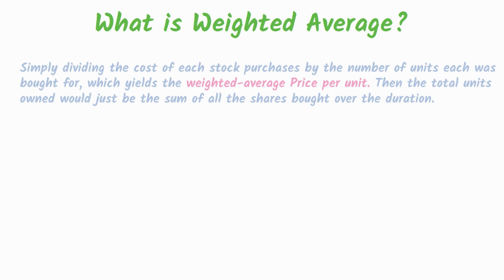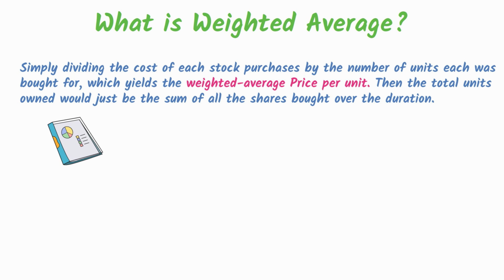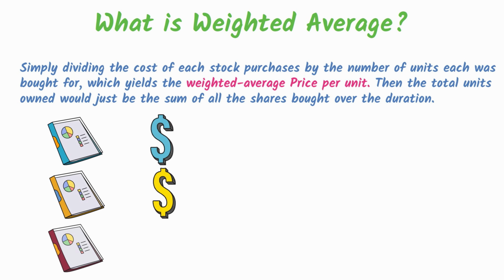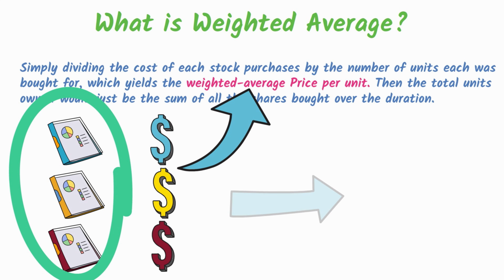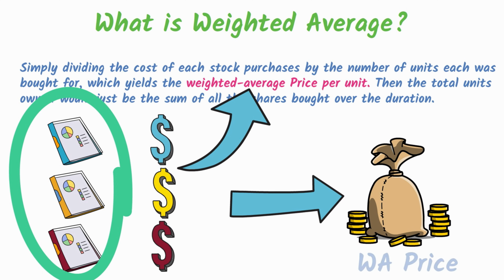Weighted average is simply dividing the cost of each stock purchased by the number of units each was bought for, which would yield the weighted average per unit. Then you know your total amount of shares that you have over the period, and then you have the weighted average price. But before I confuse anybody else, I could just jump to the Excel. I'm going to show you exactly what I'm doing.